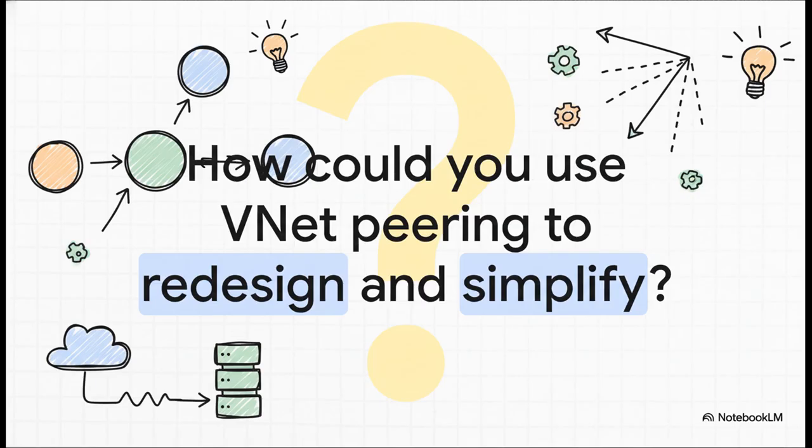Which brings us to our final question, the one for you to think about. Now that you understand how VNet peering connects your isolated networks, enables these powerful hub and spoke models, and simplifies hybrid connectivity, how could you use it to redesign and streamline your own cloud architecture?